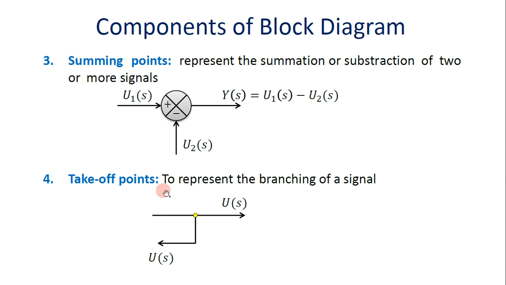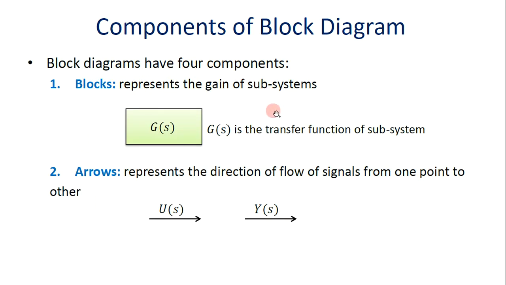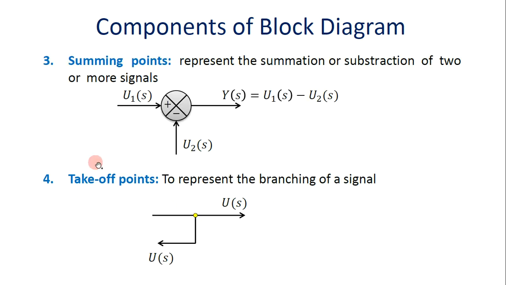Next, the takeoff point. It is used to represent the branching of a signal. If we want the same duplicate signal, we just take that signal from the takeoff point. See here, this is U of s. If we need another duplicate of U of s, we have to take it from the takeoff point. This is how we form the block diagram by looking into the system, using blocks, arrows, summing points and takeoff points.